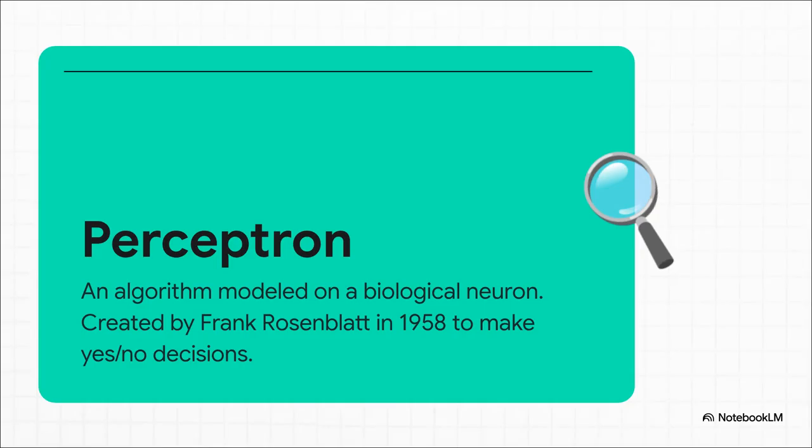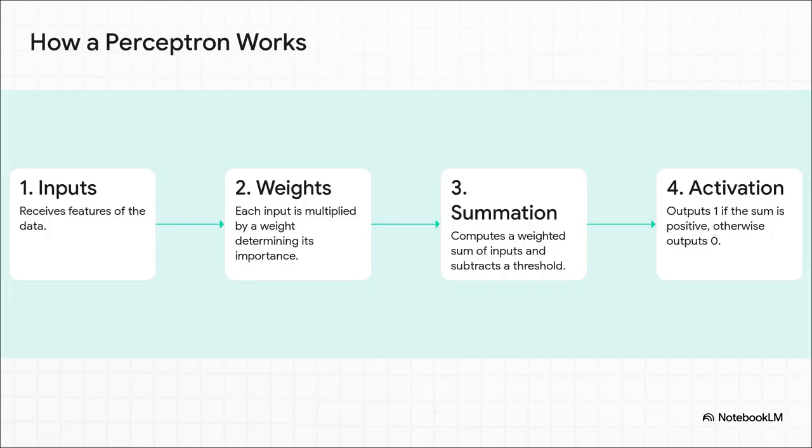So, picture this. It's 1958. A researcher named Frank Rosenblatt comes up with something he calls the perceptron, and it was a huge deal. It's basically an algorithm that tries to copy what a real biological neuron does. But its job? Super simple. All it had to do was look at some information and make a basic decision. Yes or no. That's it. A binary choice.